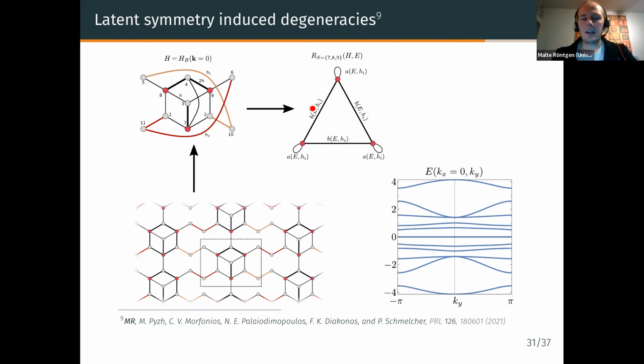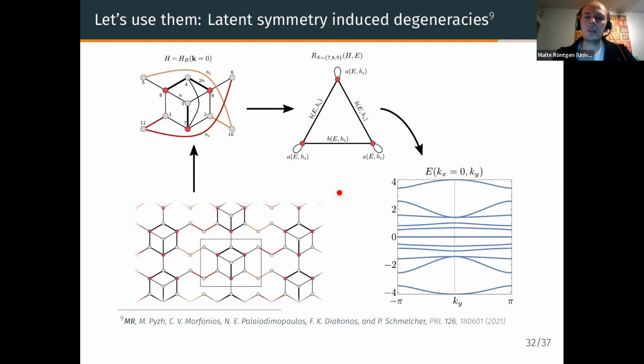Then since this is isospectral reduction, the eigenvalues of this will exactly be the eigenvalues of this, which again correspond to the band structures, so the values at k equals 0. And with this, we have explained these accidental degeneracies, so accidental level crossings here, through non-abelian latent symmetries.